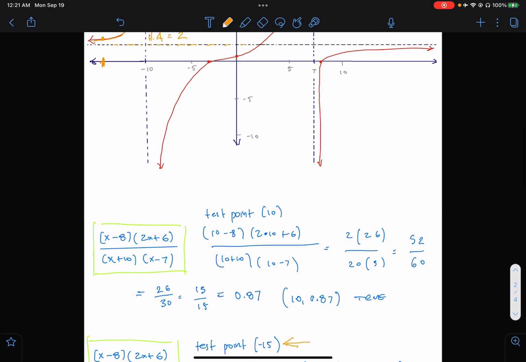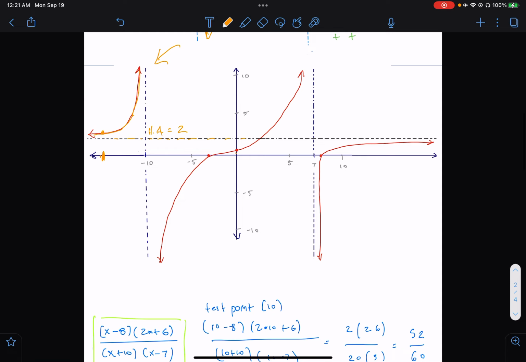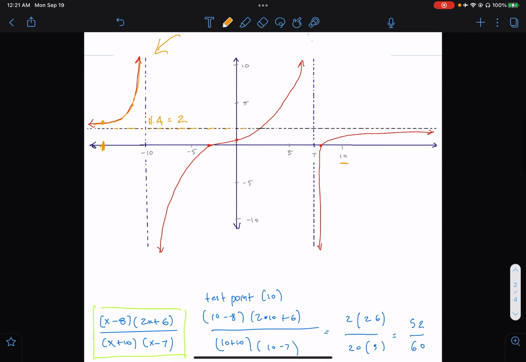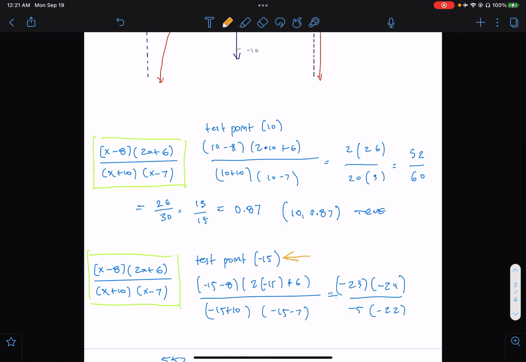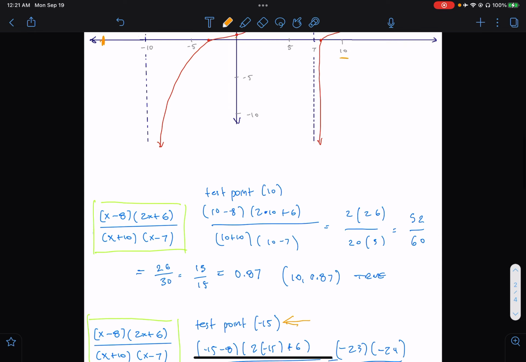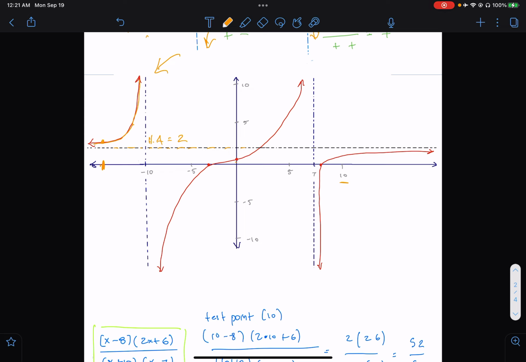Another test point I tested is 10, which is right here. And the point I got after plugging in 10 to the rational function is 0.87. So it'll be over 10 and then 0.87, which is right here, which looks good because it's below 2. But the function is still increasing at this point.